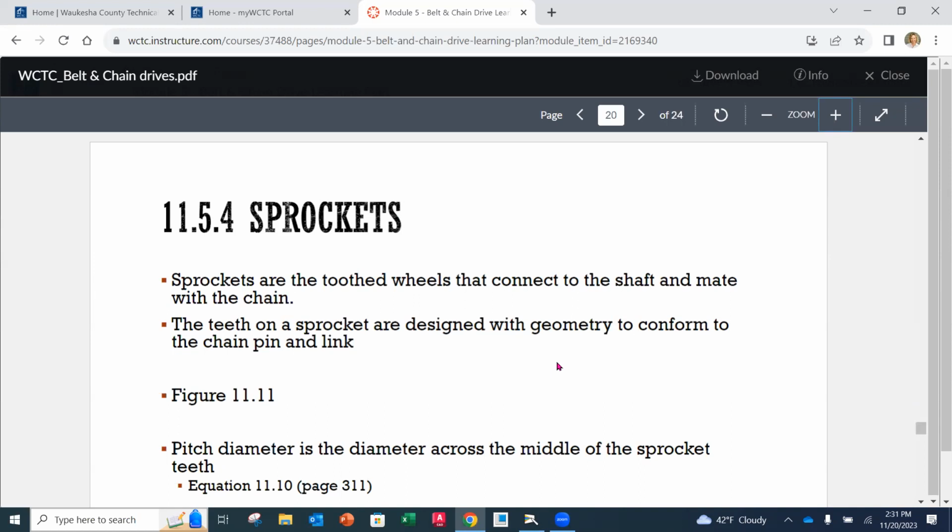The teeth on a sprocket are designed with geometry that's going to conform to the chain, pin, and link. So they're designed to fit up in between. You have to match up the sprocket tooth formation with the correct chain number. You can't take a number 80 chain and put it on a number 60 sprocket. Those have to match up together, so you always pair those together. If we look at figure 11-11 and 11-12, we'll see these together.